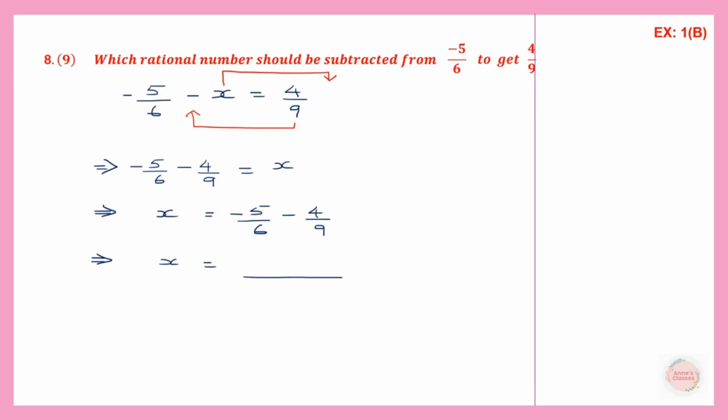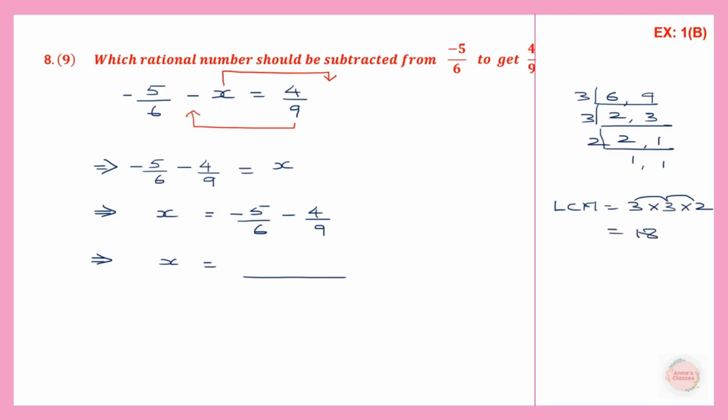Now let's find the LCM of 6 and 9. So 6 and 9, let's find the LCM. Let's use 3. 3 2s are 6, 3 3s are 9. Continue to use 3. 2 and 3 1s are 3. Now let's use 2. 1 and 1. So what is our LCM? LCM is 3 into 3 into 2. 3 3s are 9, 9 2s are 18.